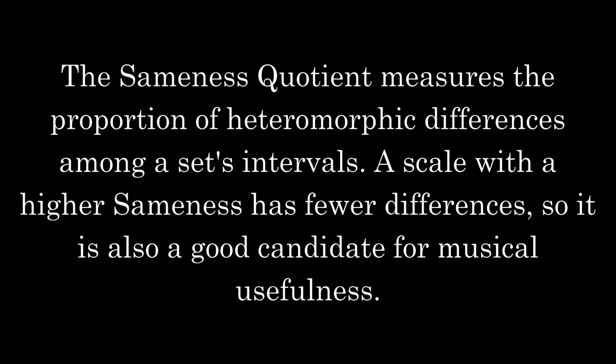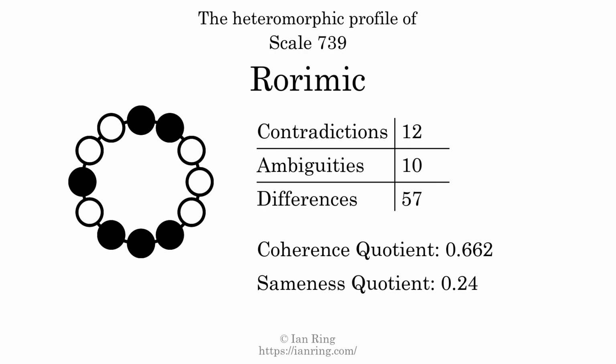The sameness quotient measures the proportion of heteromorphic differences among a set's intervals. A scale with a higher sameness has fewer differences, so it is also a good candidate for musical usefulness. The sameness quotient is 0.24.